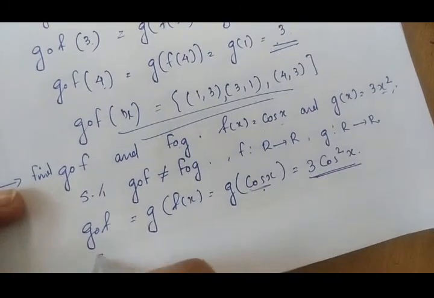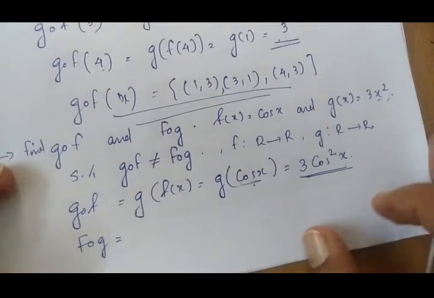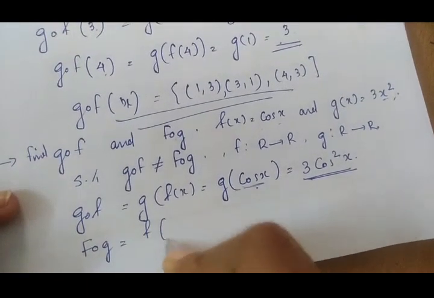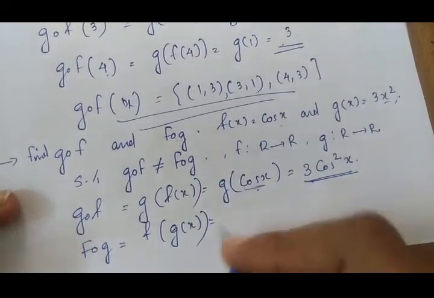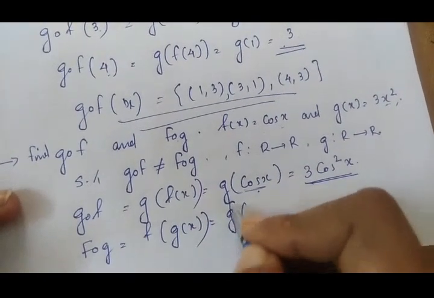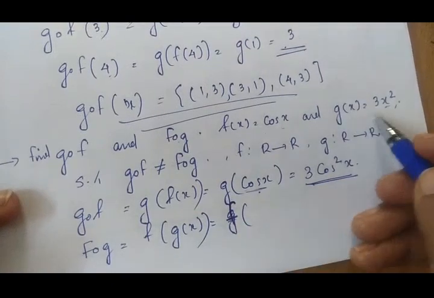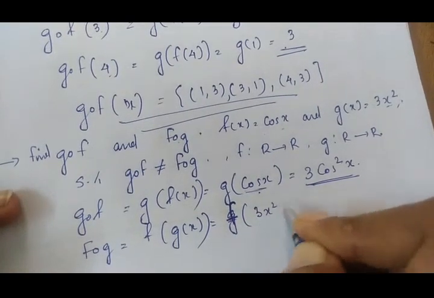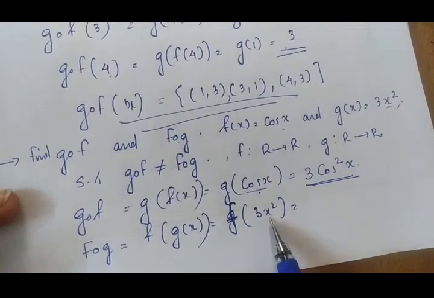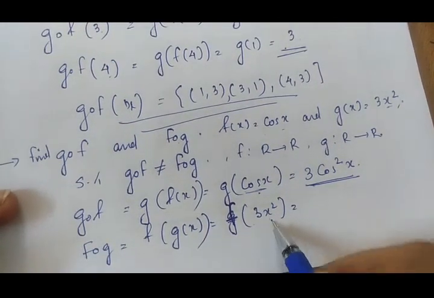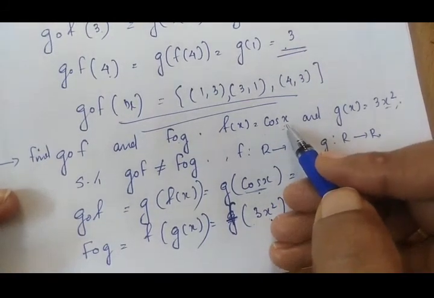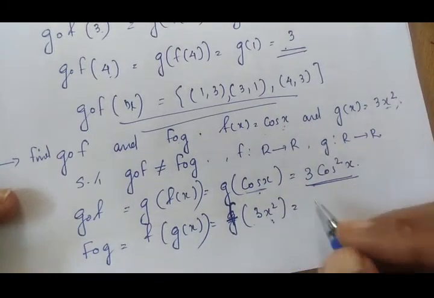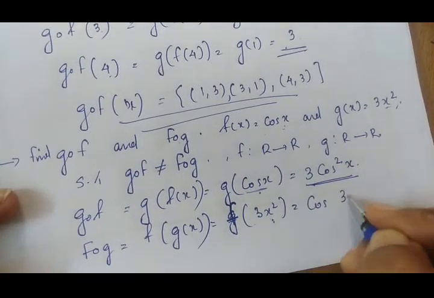Okay, f∘g is equal to f(g(x)). g(x) is equal to 3x², so here the value of x is 3x². f(x) is equal to cos x, so we substitute the value of x with 3x², so cos(3x²).